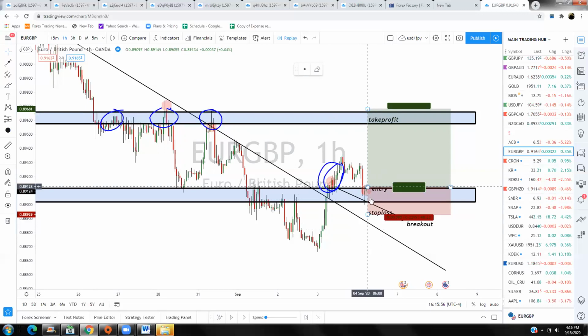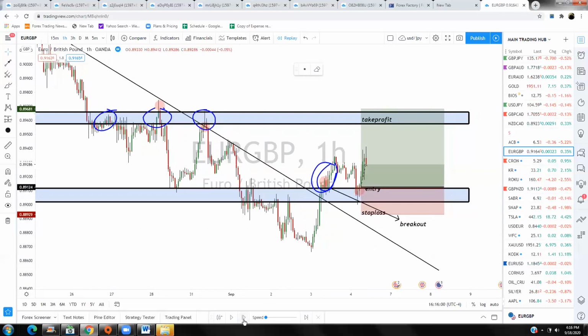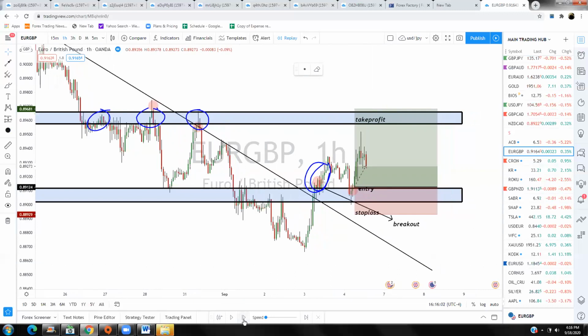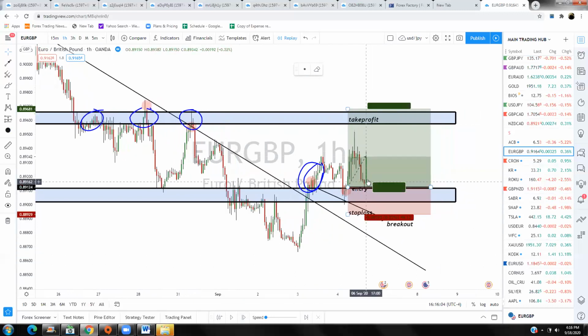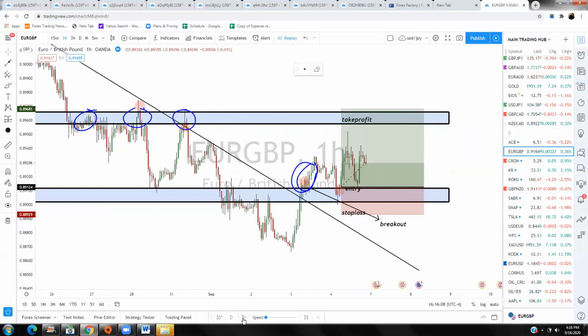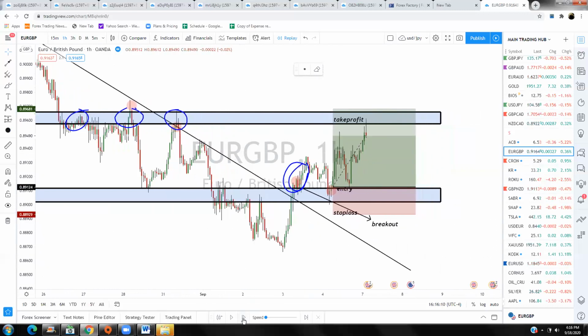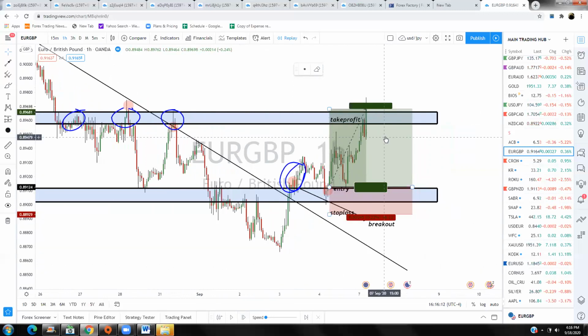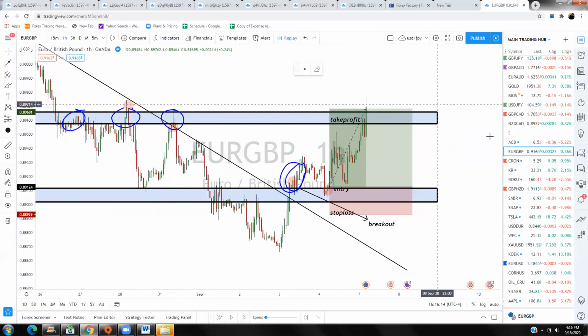So bam, right there we have our entry, and let's see what happens. So it pushes up, and bam, this is exactly how it plays out. It comes right back down here, but never comes to our stop loss. So we're just being patient, we're in profit. And look at that, the TP gets hit, right? Now, this is very, very significant, okay? Right here, we get our take profit. We got it for the buy there.